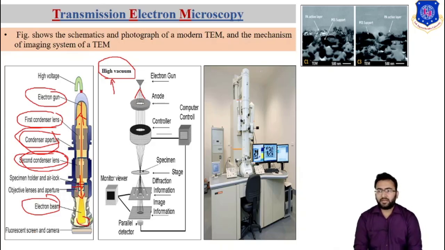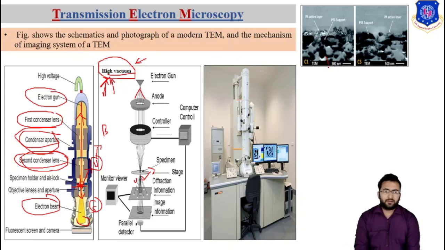An electron that passes through the sample is known as a scattered electron, and an electron that is reflected from the sample is known as an unscattered electron. Unscattered electrons make the image black, whereas scattered electrons make a clear image. We provide a high vacuum system because at normal pressure there is a chance for electrons to collide with each other and we would not get a clear image. This is the purpose of providing a high vacuum system in this entire setup.